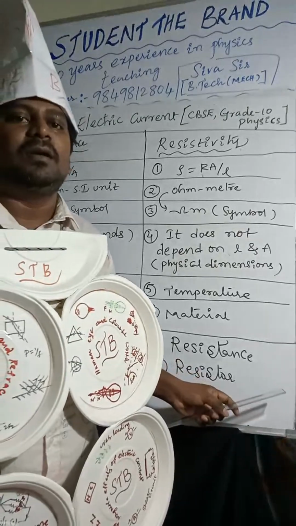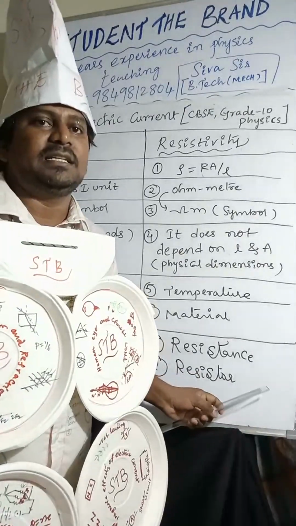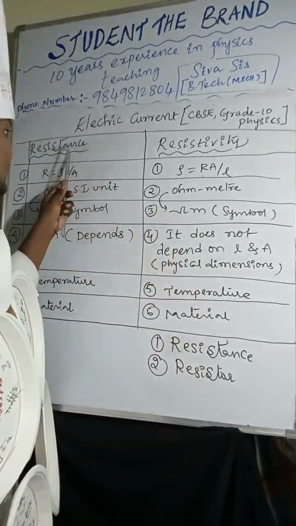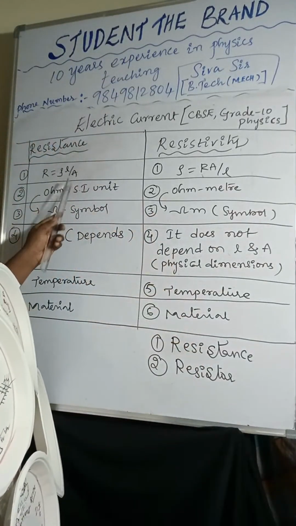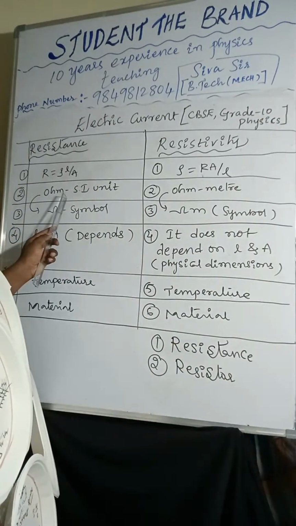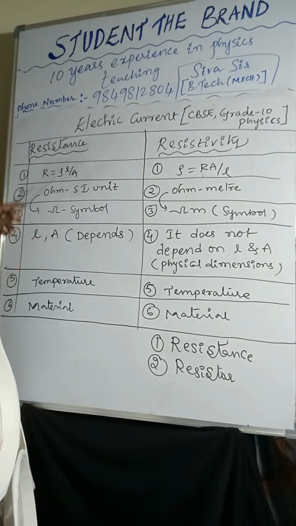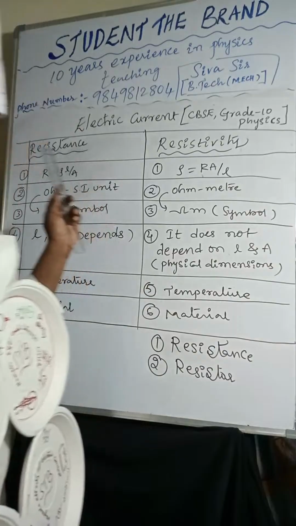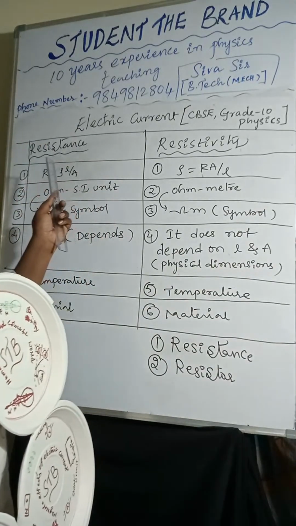Resistance is the phenomena of opposing the electric current. So here I am considering resistance R equal to rho into L by A. The SI unit of resistance is ohm, and that is the symbol I am taking. So resistance depends on length and area. I explained that.